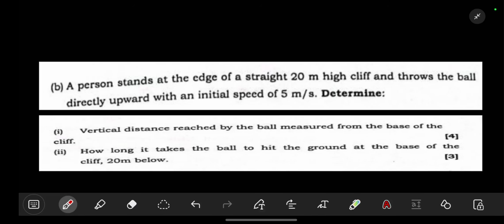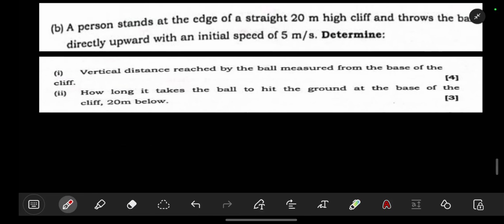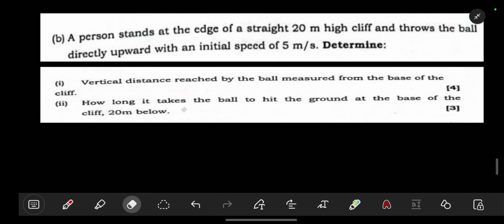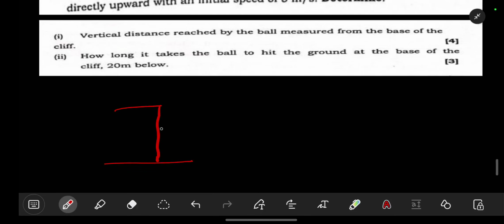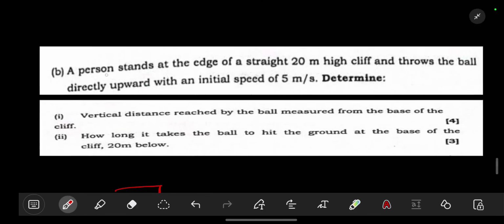Number 2, how long will it take the ball to hit the ground at the base of the cliff? So we are going to have something like this. A person stands at the edge of a straight cliff that is 20 meters high. So from here up to here, we have a cliff that is 20 meters high. Then the person stands at the edge of the straight 20 meters high cliff and throws the ball directly up at a vertical speed of this.